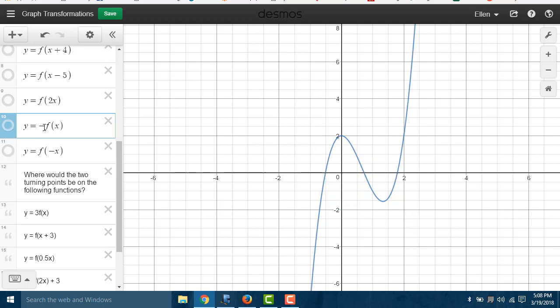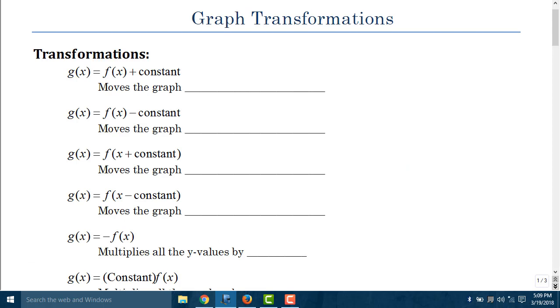Well, what if instead of negative 1, I had a 2? What happens? It becomes twice as tall. Everything's multiplied by 2. What if I had a half? I'm going to type it in as a decimal, 0.5. It makes it half as tall. So those are the transformations we're going to be looking at. So let's take some notes.